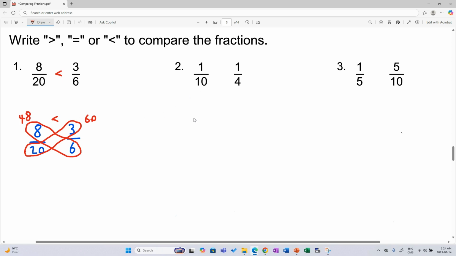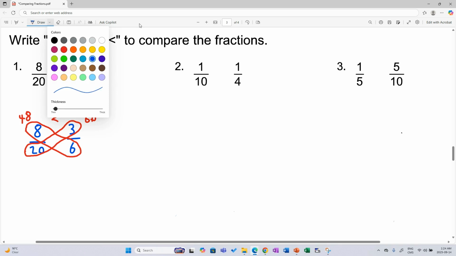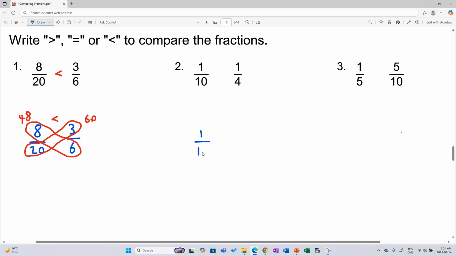Now let's move on to number 2. So for example number 2, I'm going to be comparing 1 over 10 compared to 1 over 4. I'm going to use my butterfly method and start by forming a cross again. So here I have 10 times 1 compared to 1 times 4. Well, 10 times 1 is 10, and 4 times 1 is 4. So which number is greater, 10 or 4? In this case 10. So I'm going to say that 1 over 4 is greater than 1 over 10.